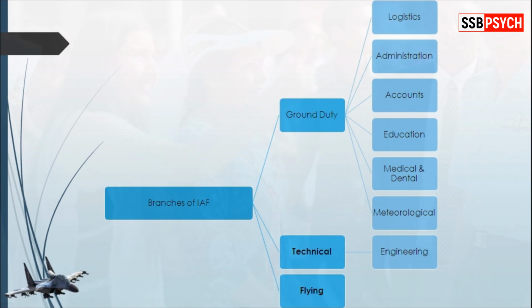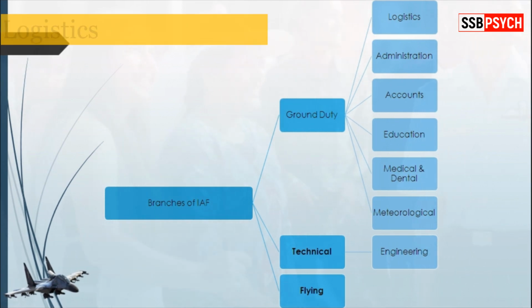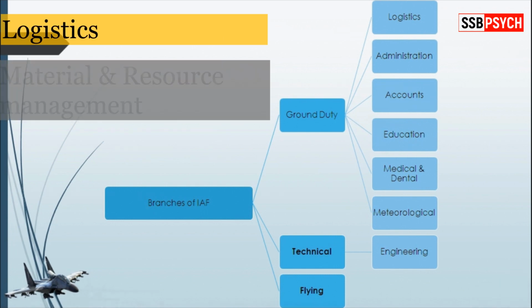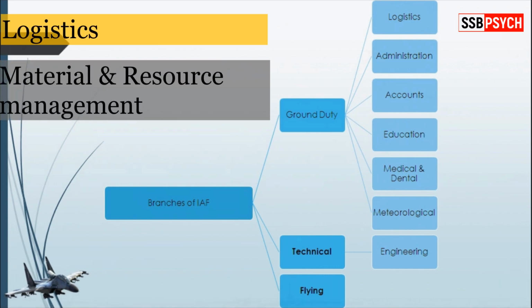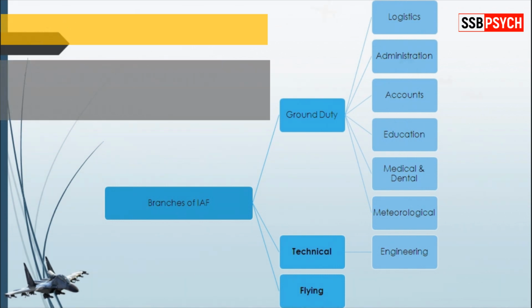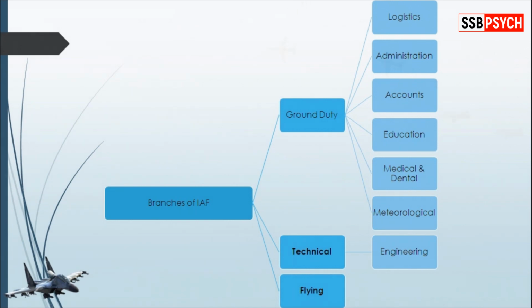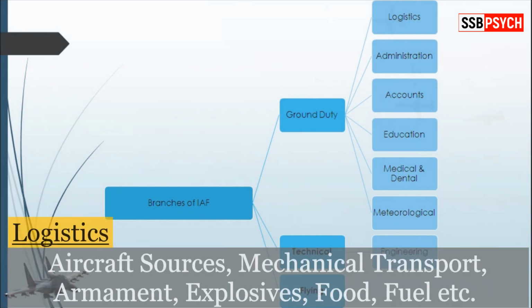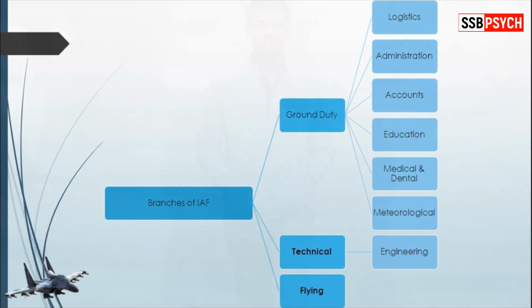So, in the branches of the Indian Air Force, in ground duty, we have logistics. Logistics basically undertakes the material and resource management for all the Air Force sources around the country. It is also responsible for the provision of aircraft sources, mechanical transport, armament, explosives, food, fuel, etc. Basically, it deals with logistics.